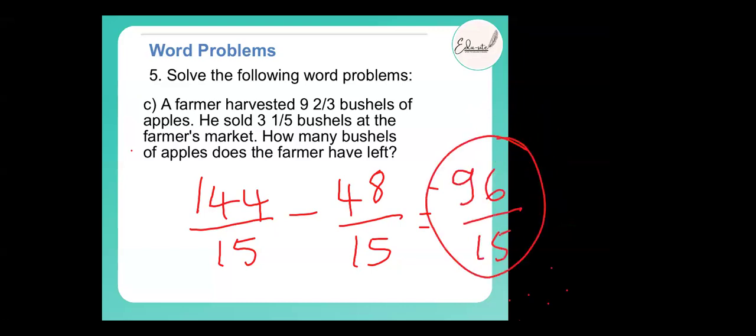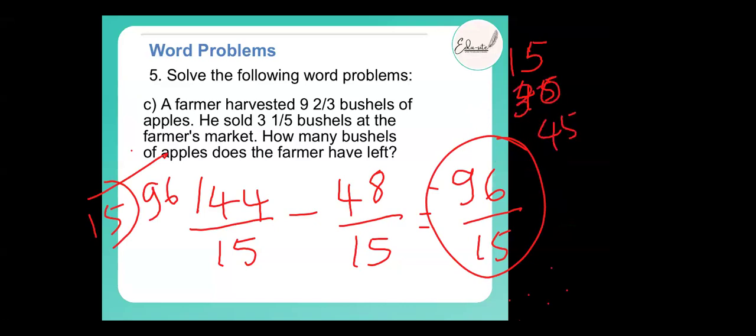How to convert this into a mixed number? You will write 15 here and 96 here. 15, how many times is 96? Do you know the 15 table, Anis? I want you to tell me the 15 table. 15 1 time is 15, 15 2 times is 30, 15 3 times is 45.